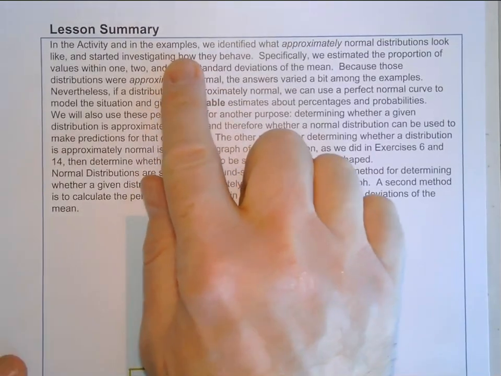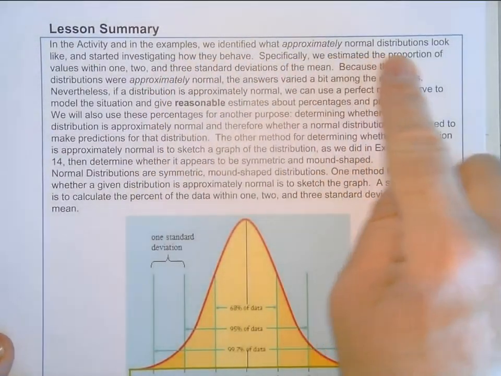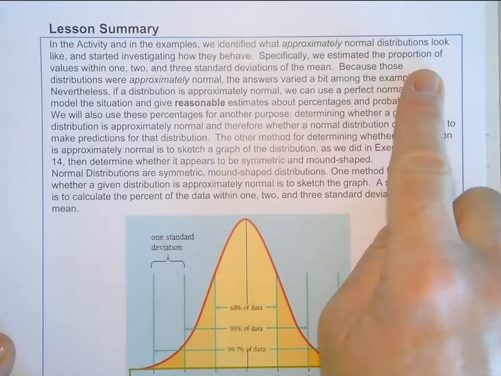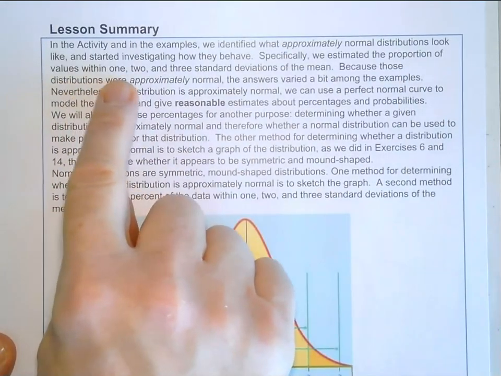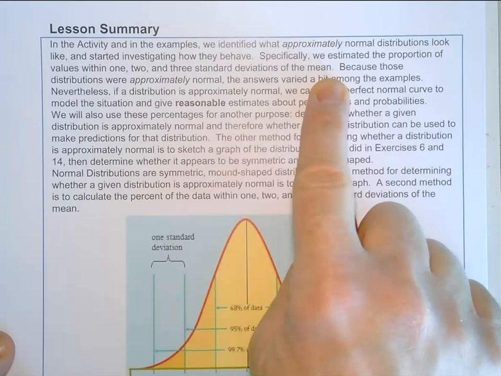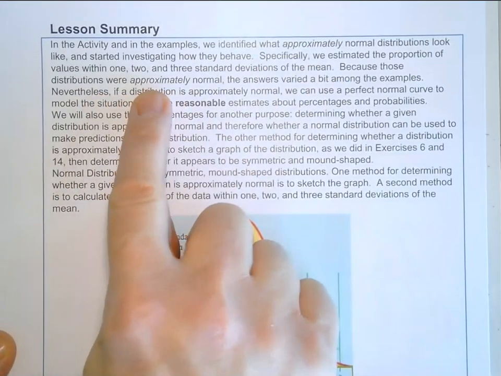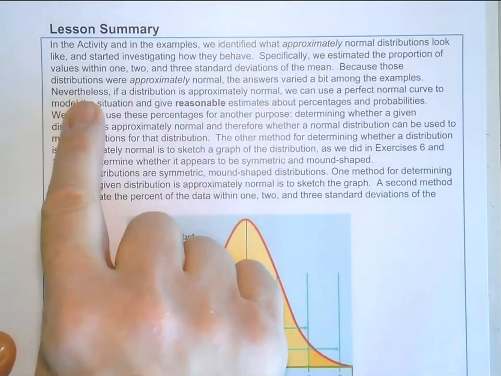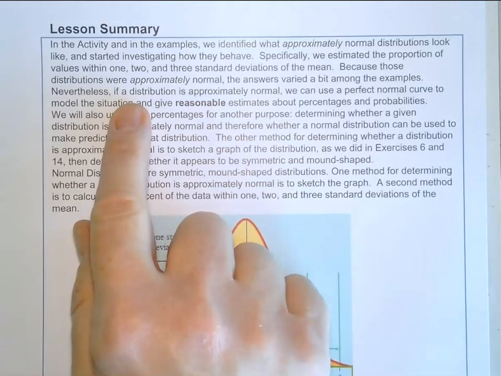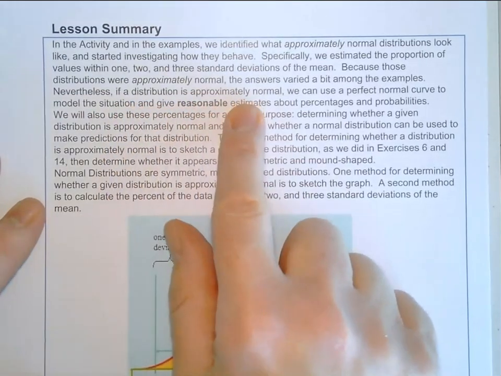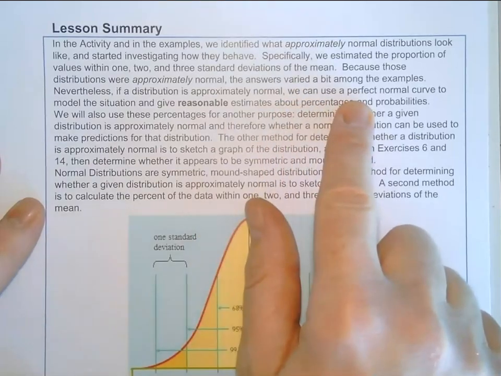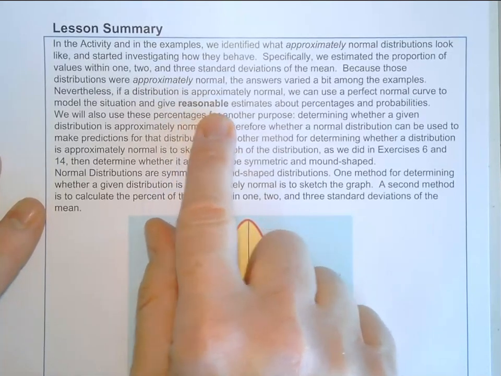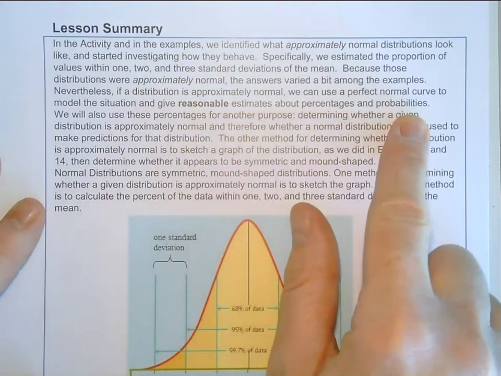So it says, in the activity and in the examples, we identified what approximately normal distributions look like and started investigating how they behave. Specifically, we estimated the proportion of values within 1, 2, and 3 standard deviations of the mean. Because those distributions were approximately normal, the answers varied a bit among the examples. Nevertheless, and we only did one example, by the way, if a distribution is approximately normal, we can use a perfect normal curve to model the situation and give reasonable estimates about percentages and probabilities.